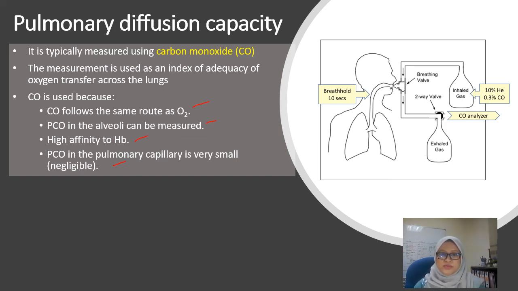So to measure DL, the subject will be asked to breathe a gas mixture containing 0.3% carbon monoxide, which is a very low concentration of carbon monoxide. After one deep breath, the subject will be asked to hold the breath for 10 seconds. The rate of carbon monoxide disappearance from the gas mixture is proportional to DL.